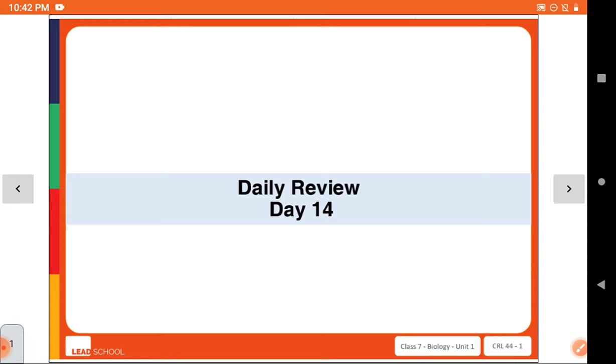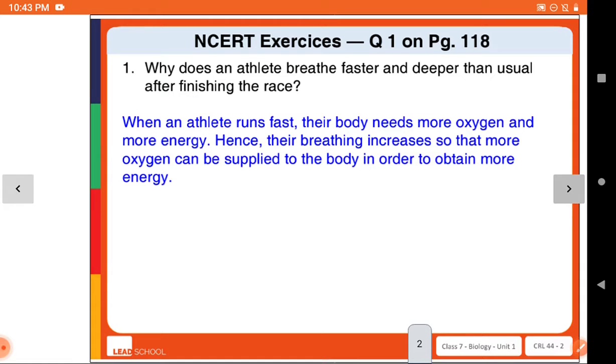We're going to start from day 14. First of all, we take a review of day 14. You have to remember our last homework, which was given in the science subject. It is NCERT exercise question number 1 on page number 118. So I am going to share a slide.